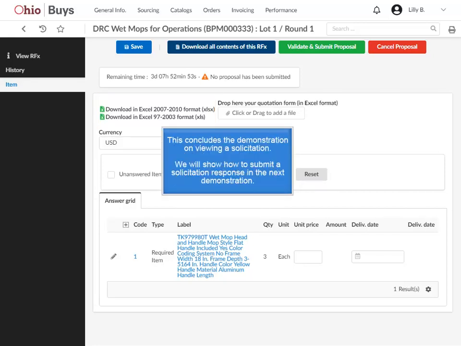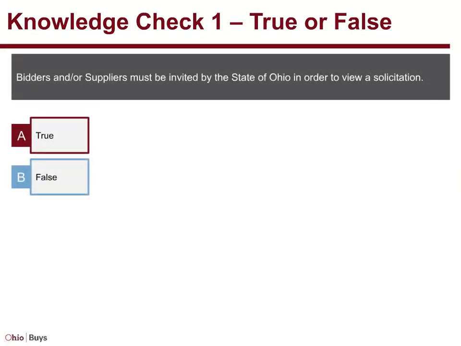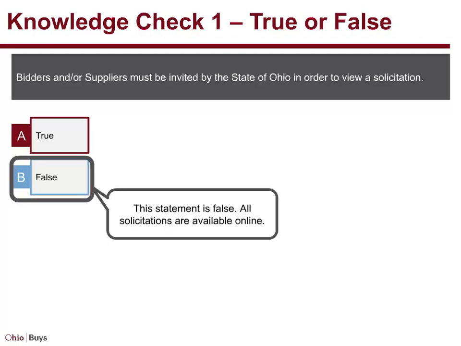This concludes the demonstration on viewing a solicitation. We will show how to submit a solicitation response in the next demonstration. Knowledge check 1. True or false? Bidders and/or suppliers must be invited by the State of Ohio in order to view a solicitation. This statement is false. All solicitations are available online.